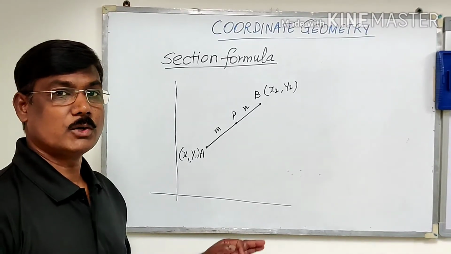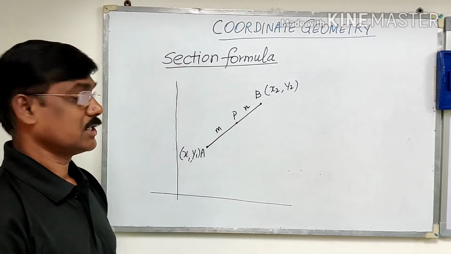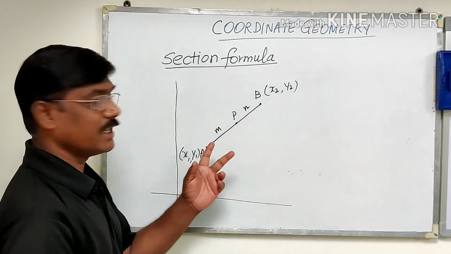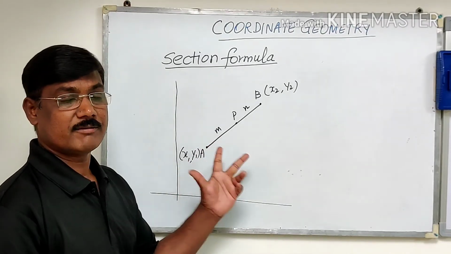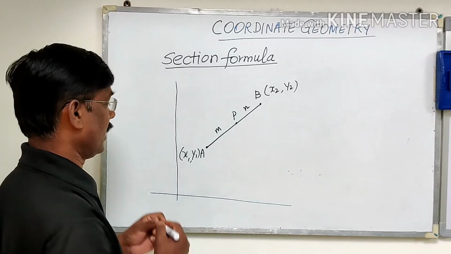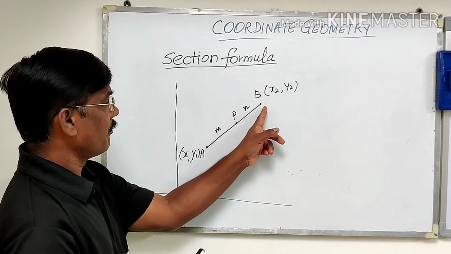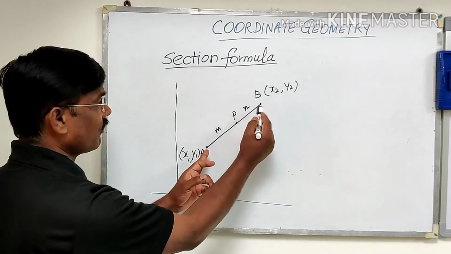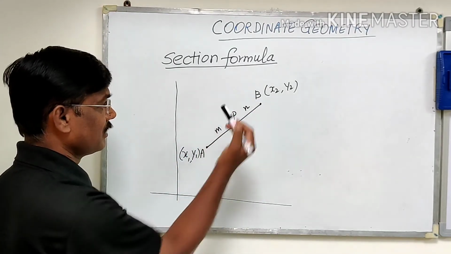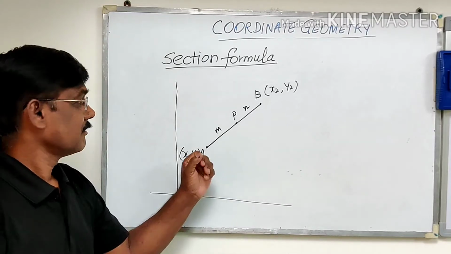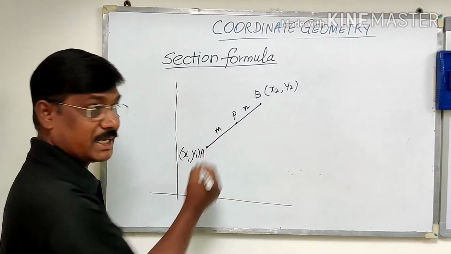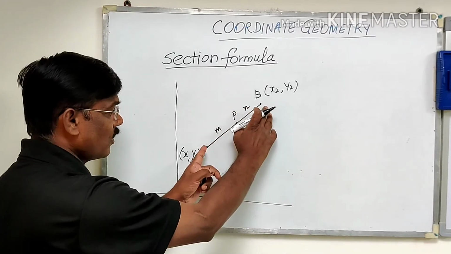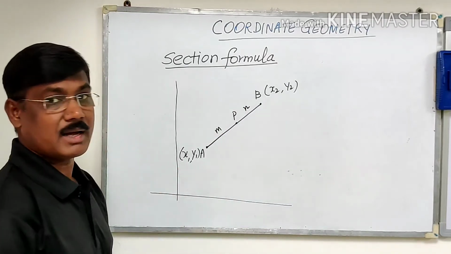Okay, we will move on to review of another concept, section formula, which is nothing but finding the ratio in which a given line segment is divided. Let us say AB is a line segment. The length of AB is nothing but a distance formula we can find. But the question is not that. We have to find, let us assume a point P on this line segment, which divides the whole line in the ratio M and N.